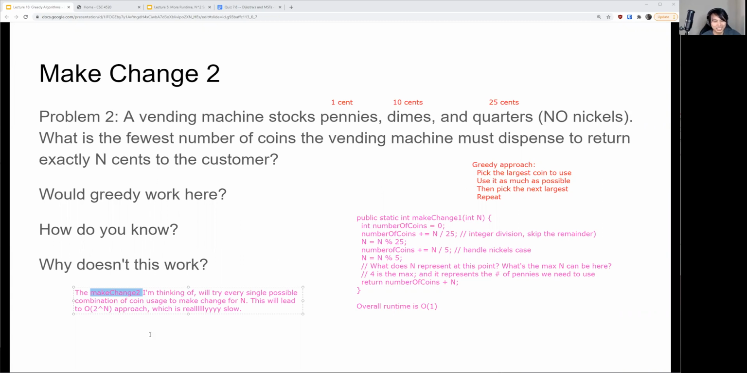That's why we have nickels in real life. Yeah. I'll laugh at that. That's pretty good. All right.